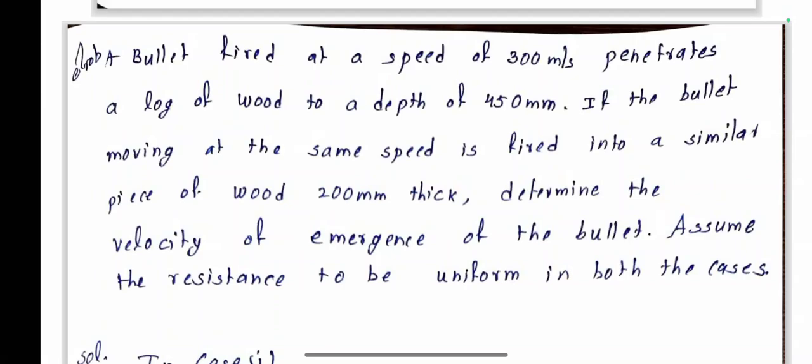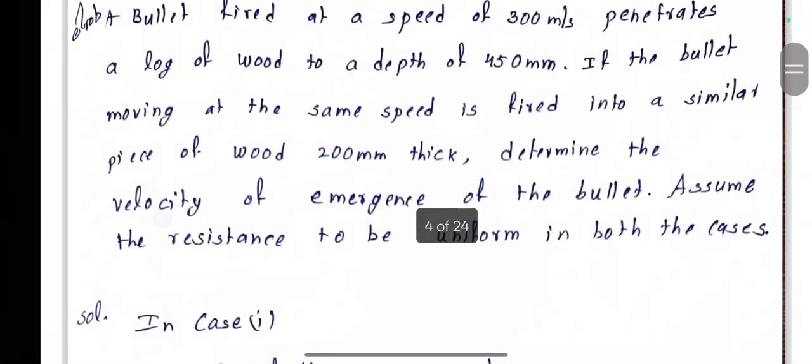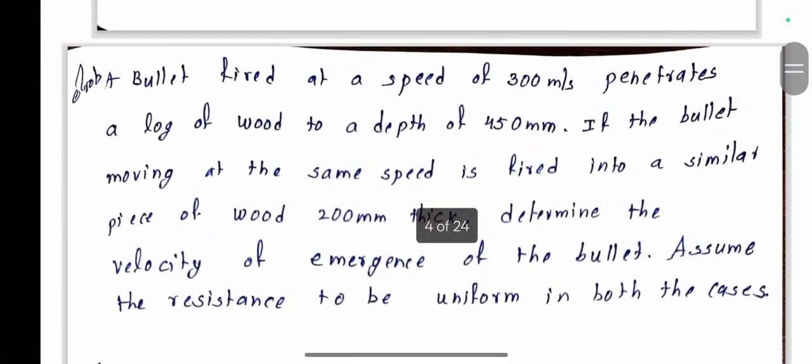If the bullet moving at the same speed is fired into a similar piece of wood 200 mm thick, determine the velocity of emergence of the bullet. Assume the resistance to be uniform in both cases. Okay, so here two cases are there. First case is one log which is having more than 450 mm depth. A bullet is fired at 300 meters per second. It reaches a distance of 450 mm.